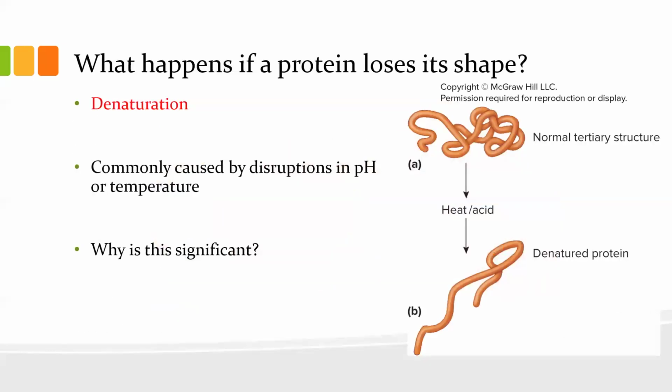So what happens if a protein does lose its shape, and why does that happen? Proteins can lose their shape, or denature, due to generally changes in pH or temperature. And again, why is this significant? Because as you see on the right, if you lose the shape, you are losing the function, and that can have some significant implications for overall health.